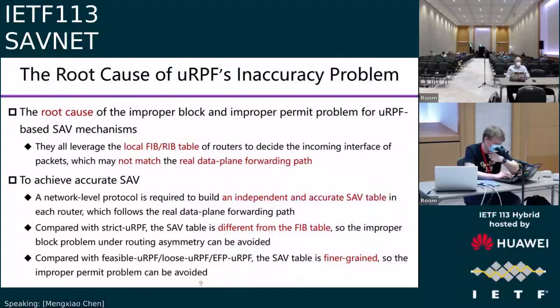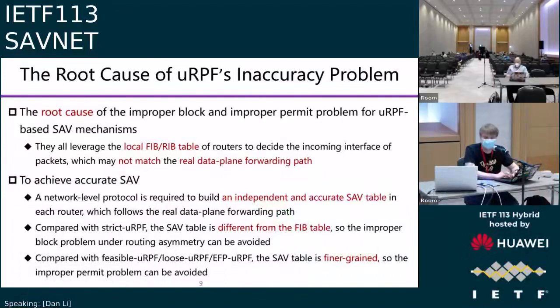As you mentioned, the need for network level protocol to achieve accurate SAV. What is the deployment scope of the network level SAV protocol? For example, EFP-URPF requires communication between border routers in the AS. Okay, you mean the deployment scope of the network level SAV protocol? Yeah, actually in EFP-URPF, it indeed requires some communication between the border routers in the AS. Yes, I think I get your point.